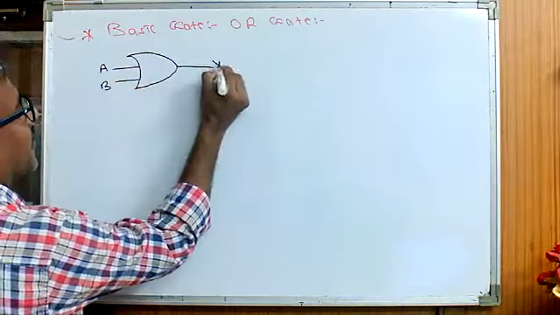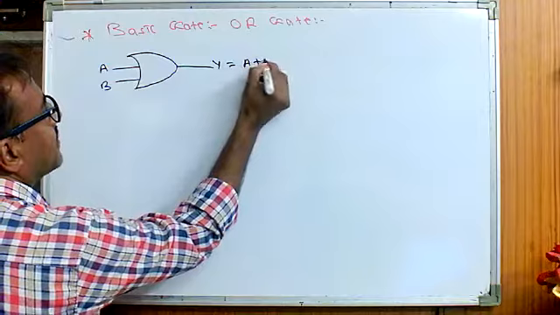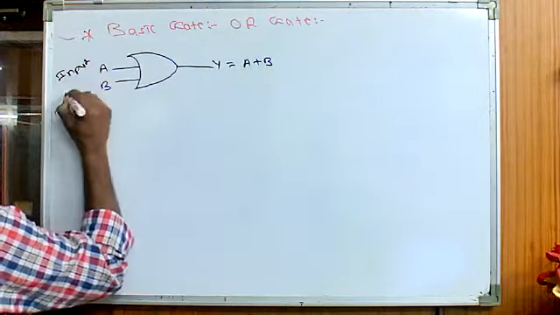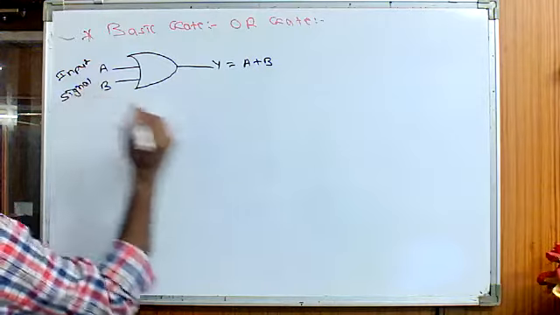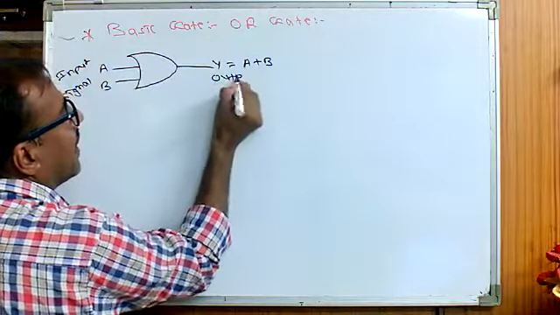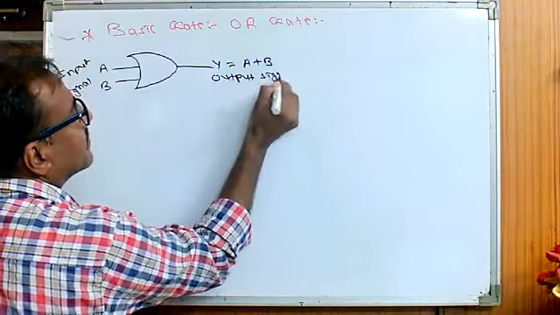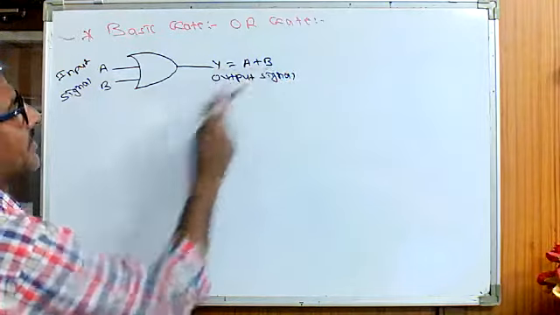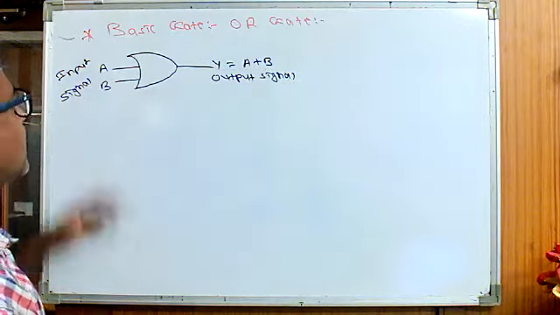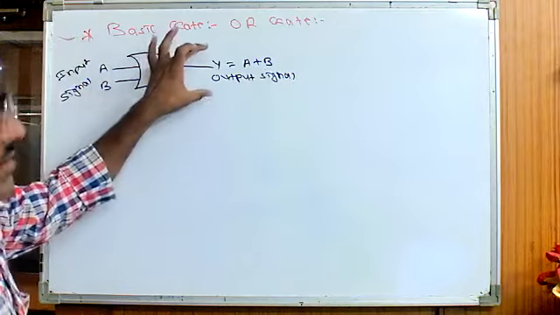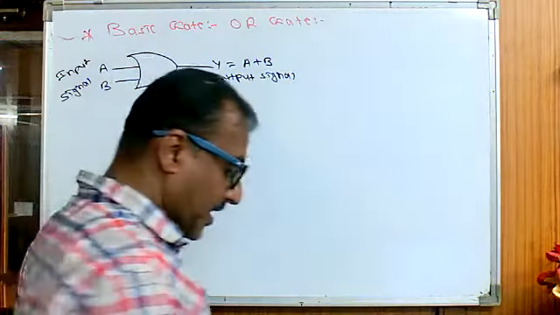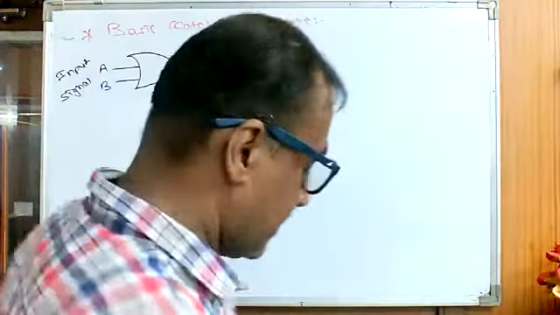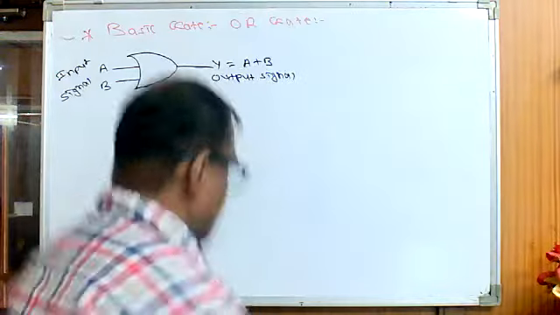A and B are the input signals, and the output is Y equals A plus B, meaning the addition gate. The OR gate has two or more input signals and only one output signal. So, to explain the OR gate, the truth table of the OR gate is like this.